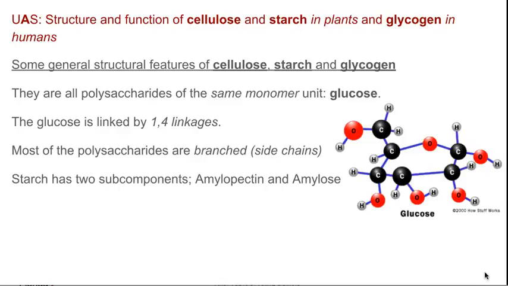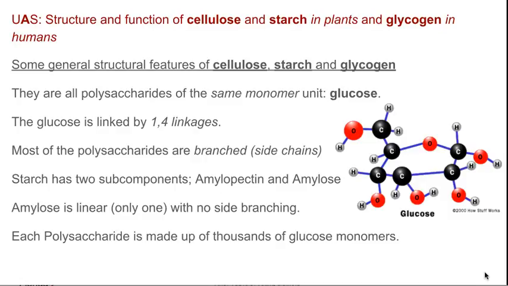And starch also has two subcomponents. One is called amylopectin and the other is called amylose. Amylose is the only one which doesn't have any side branching. It's in a linear chain, which is quite interesting. All of the rest are branched chains. And each polysaccharide, hence the name poly, is made up of thousands of glucose molecules. So the term polysaccharide there means many sugar units, and they're glucose in these examples.